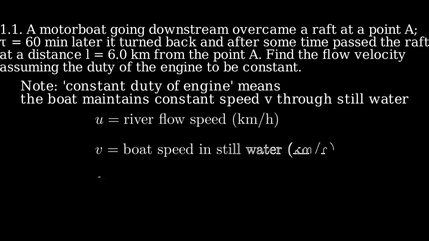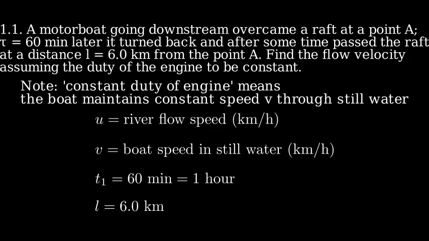Let's define the variables we'll use to solve this problem. We'll denote the flow speed of the river as u. The boat's speed in still water is v. The time after which the boat turns around is 60 minutes, or 1 hour. And the distance from point A where the boat meets the raft again is 6 kilometers.